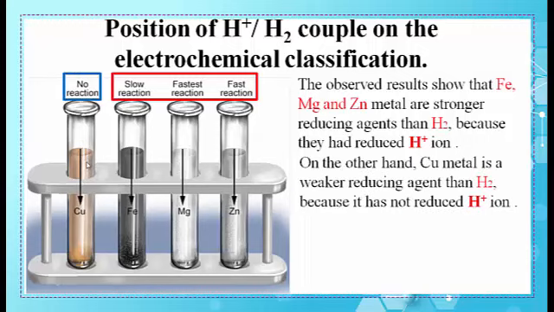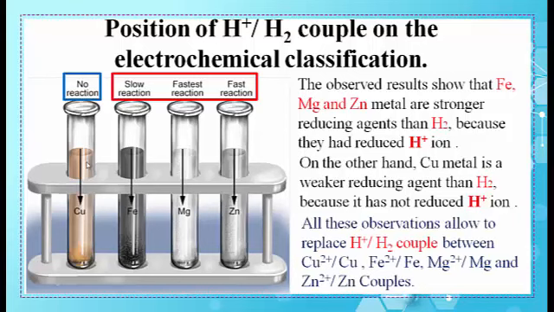This means that copper metal is a weaker reducing agent than H2 since it does not reduce H plus ion. All these observations allow us to place the H plus H2 couple between the Cu2 plus Cu couple, and the Fe2 plus Fe, Mg2 plus Mg, and Zn2 plus Zn couples. Now, how can we classify these redox couples?